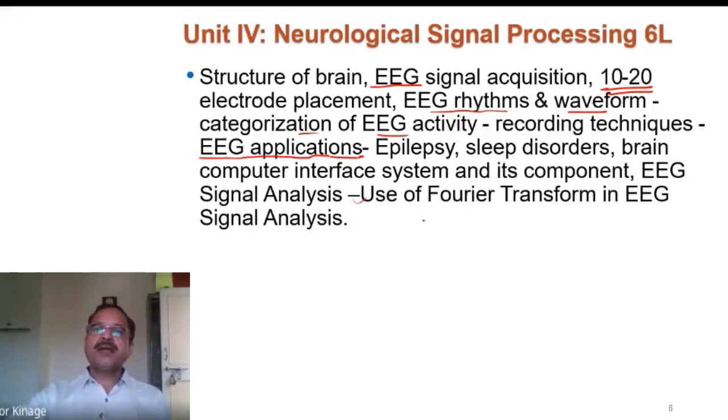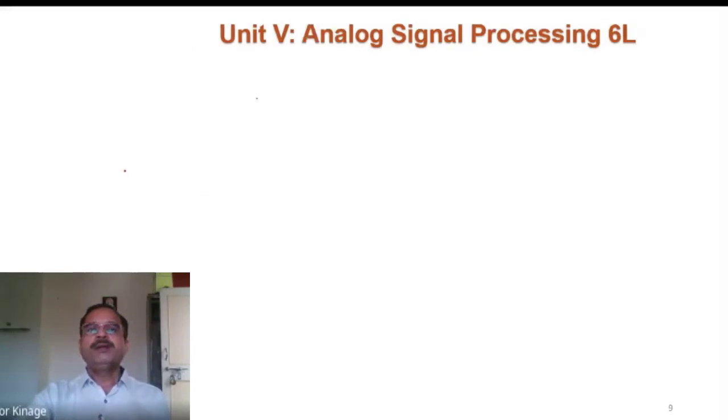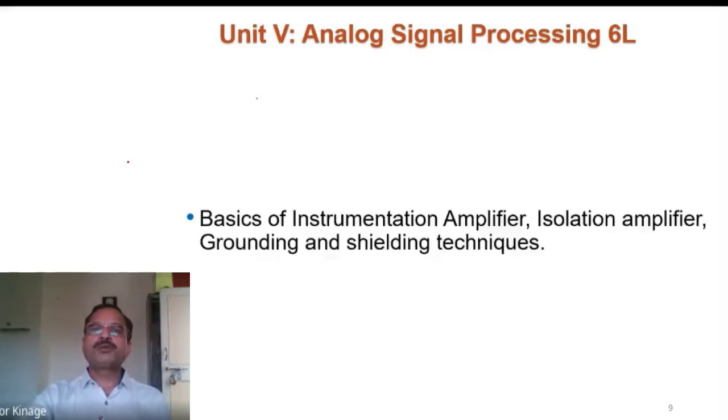Then, EEG signal analysis will use the Fourier transform to analyze the EEG signal. So, how to use the Fourier transform for analysis of EEG signals. All these things we'll be studying here in unit number 4, that is neurological signal processing. Then the next one, unit number 5, is analog signal processing.